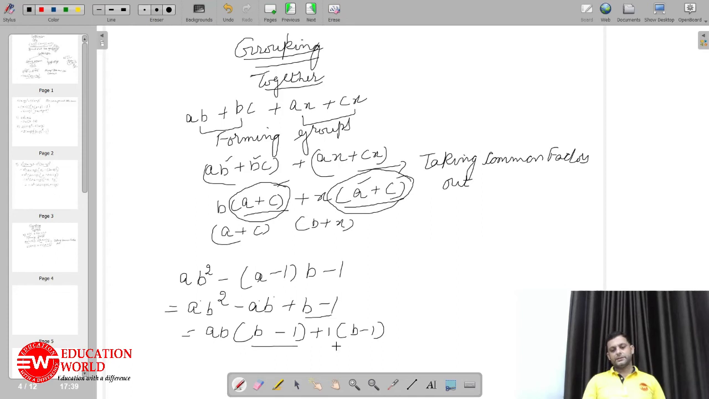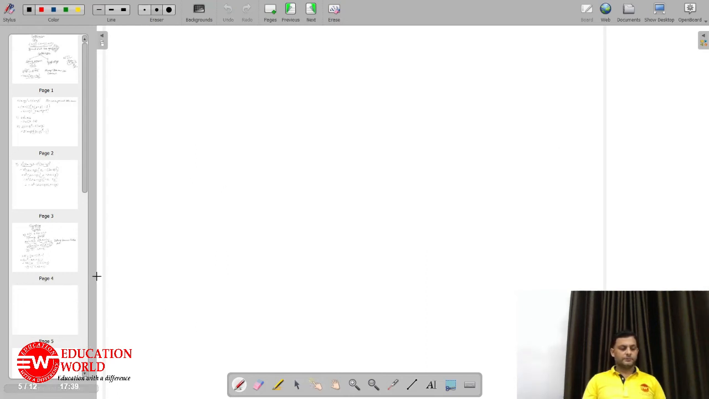Now again these two brackets are the same, so I will take common. So what is left inside? ab plus 1. Okay, is that clear to everybody or not? So one more question I am going to take, your exercise fifth question.